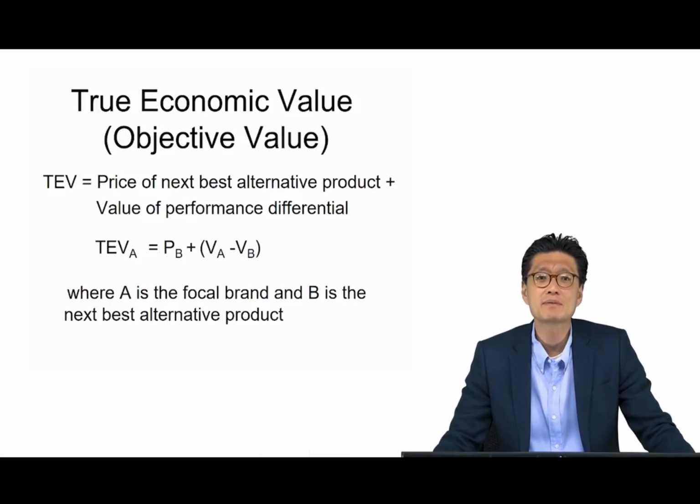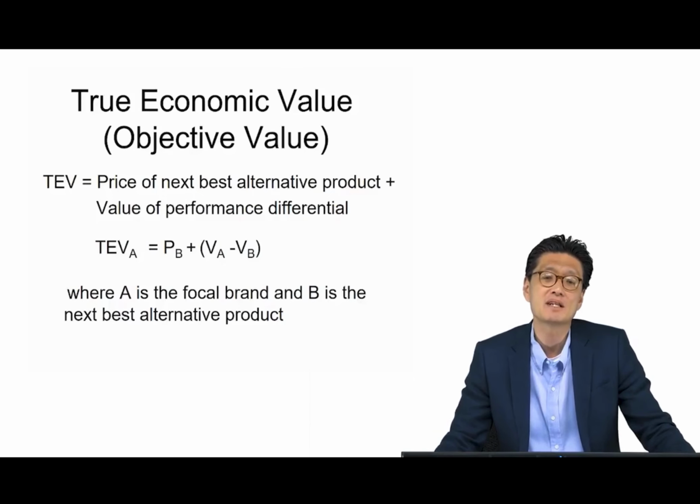TEV_A, the maximum price that brand A can charge to its customers, would be equivalent to the price of B, which is the price of the next best alternative product, plus the differential in value between my brand, which is A, and the next best alternative brand, which is B. So that's V_A minus V_B. So again, that's P_B plus V_A minus V_B.